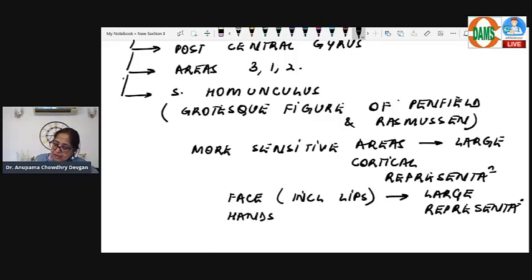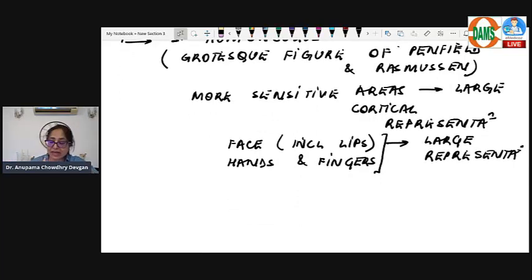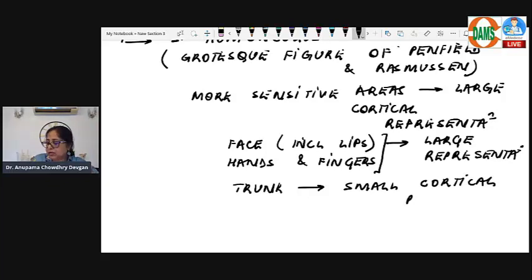Hands and fingers have a large cortical representation. Why? Because these are extremely sensitive areas. But the trunk, which is not a very sensitive area, has a small cortical representation, right? So this is what happens in the sensory homunculus. The more sensitive areas have a large cortical representation, but the less sensitive areas, like for instance the trunk, have a small cortical representation. So again, let's see this.